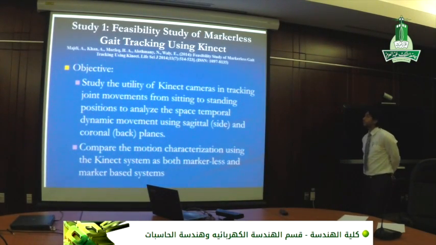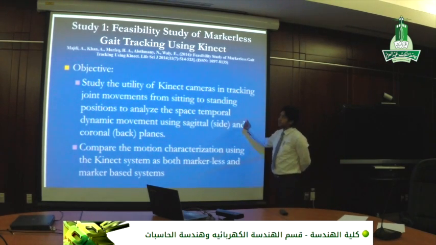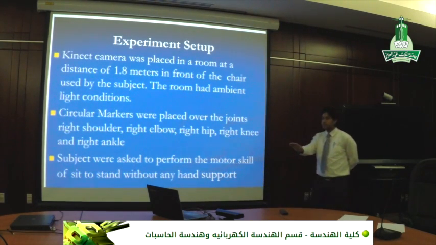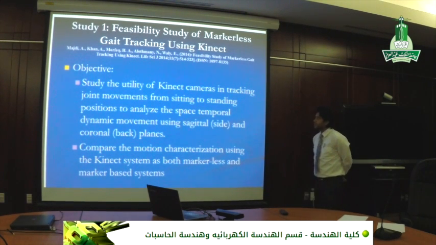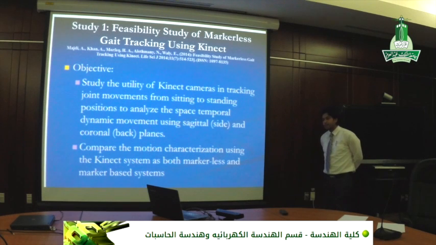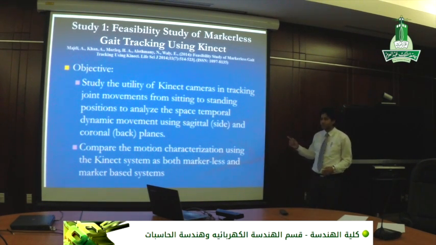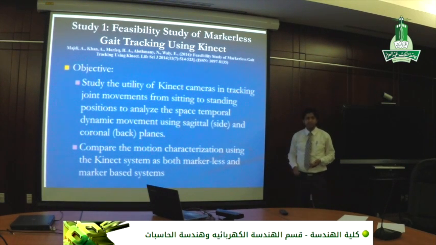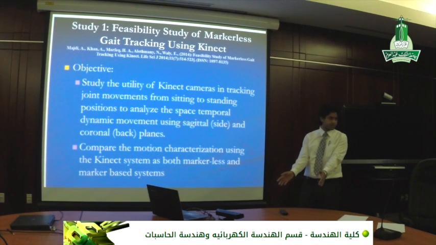Now we will come to the first study that we conducted: feasibility study of markerless gait tracking using Kinect. This study was already published in one of the journals last month. The objective of this study was to study the utility of the Kinect camera in tracking joint motion from sitting to standing position as shown in the earlier figure, to analyze the temporal dynamic movement using sagittal and coronal planes, and to compare the motion characterization using this Kinect system as a markerless system as well as a marker-based system.